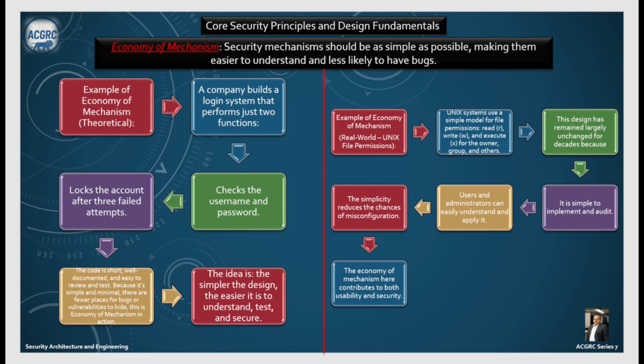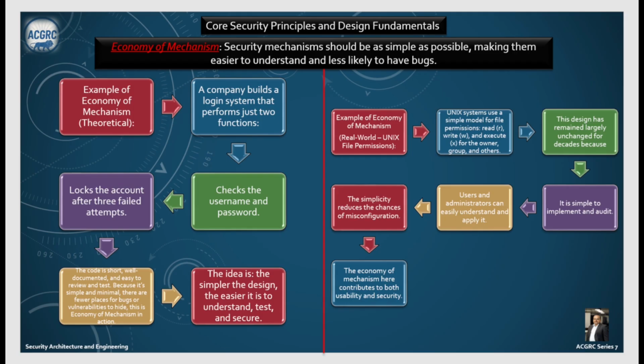A company builds a login system that performs two functions. It checks the username and password, and then logs the account if there are 3 failed attempts. The code is short, well documented, easy to review and test. Because it's simple and minimal, there are fewer places for bugs or vulnerabilities to hide. This is economy of mechanism in action. The idea is the simpler the design, the easier it is to understand, to test and to secure.